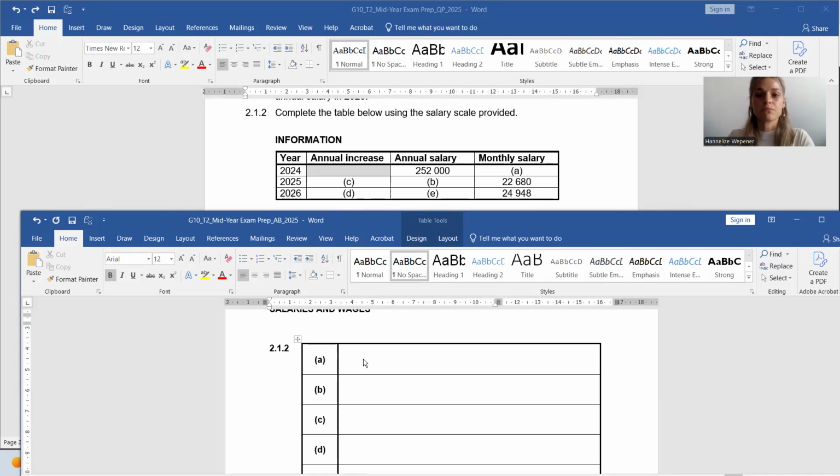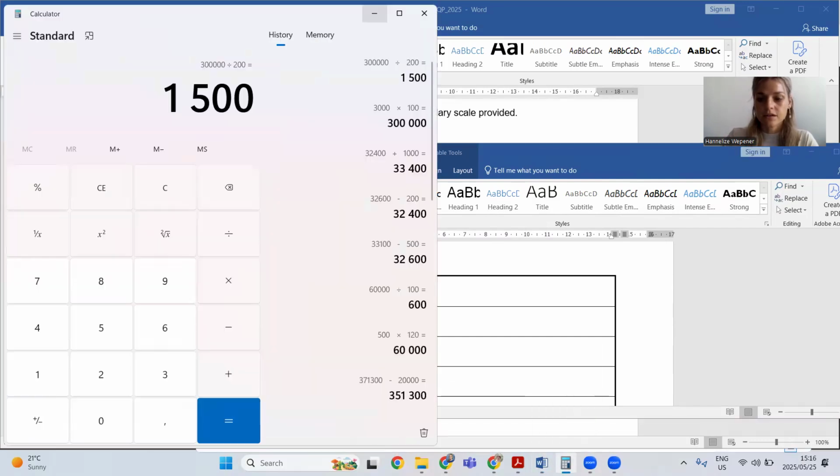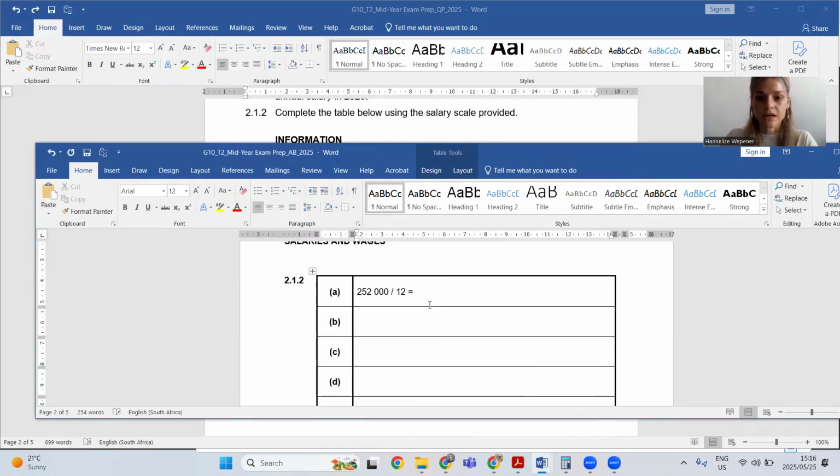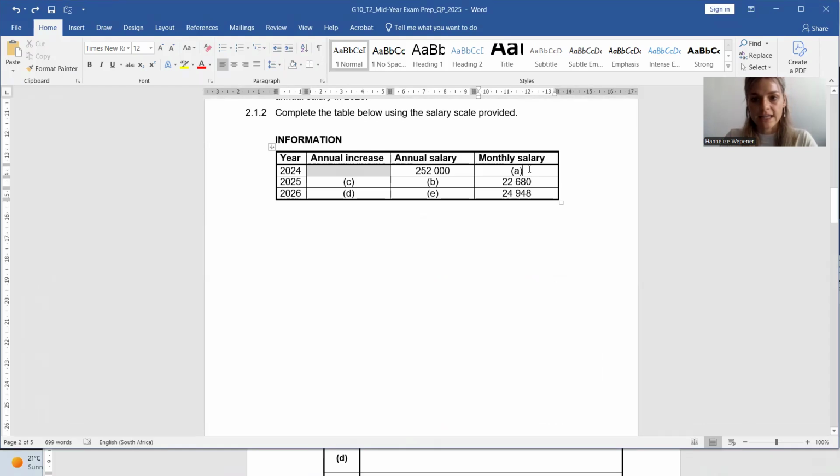So to calculate your monthly salary, you're going to take your annual salary and you divide that by 12. Let me just get my calculator here. So 252 divided by 12. So he earns 21,000 Rand per month in the first year. To make it easier, I'm just going to add that to my table so that it reads a bit easier.